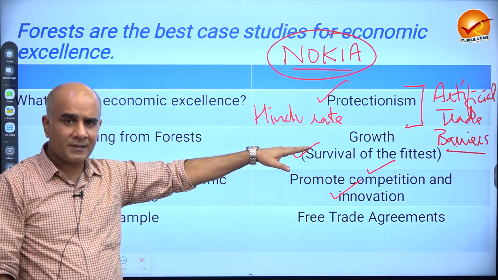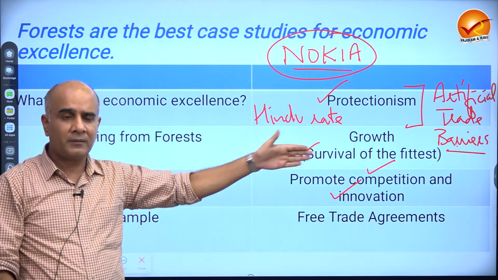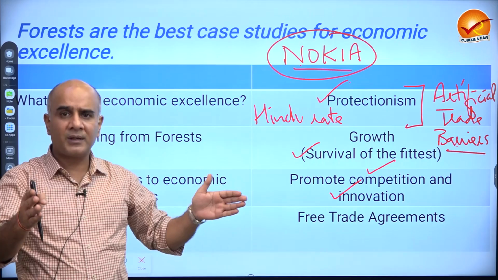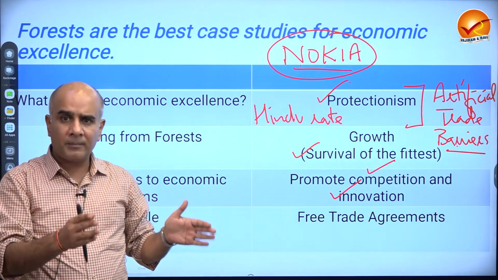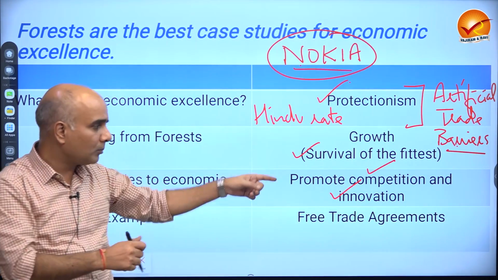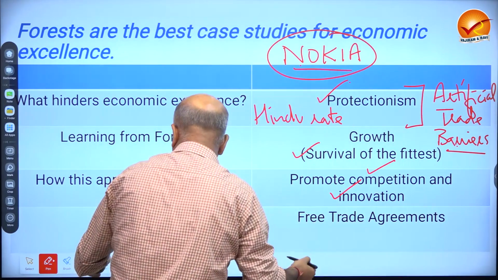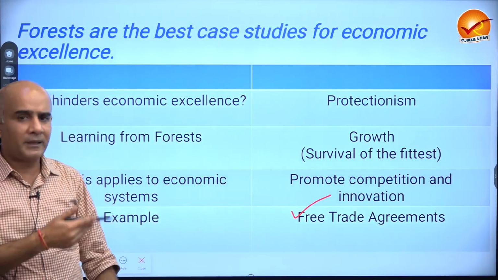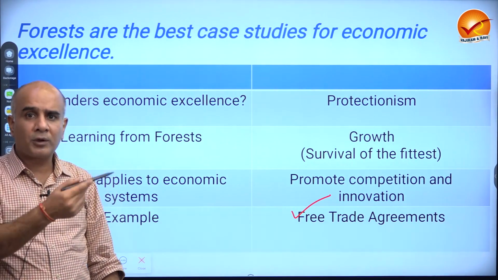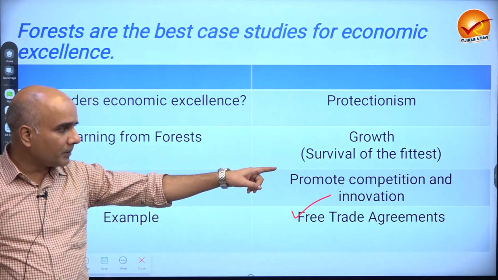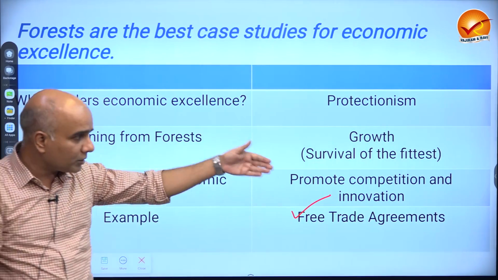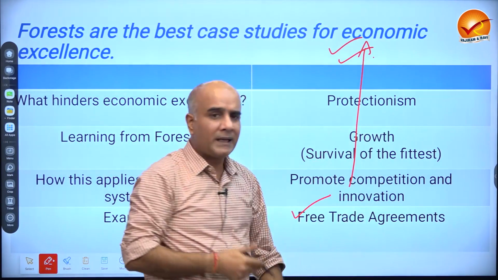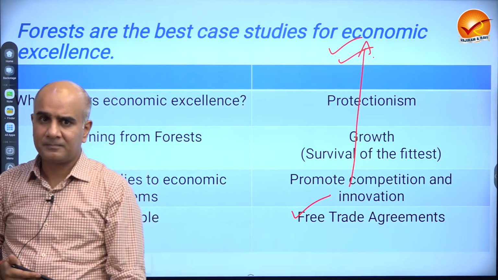Growth will not exist. They will not be able to survive. And new companies like Samsung and Apple will take a larger and larger share of the economic pie. In this case, how do you promote it? For example, promote competition, promote innovation by signing more free trade agreements. And the more you do this, what are you introducing in your economy? Competition, innovation. And the more the competition and innovation, the more the chances again that very soon you will be able to achieve economic excellence.